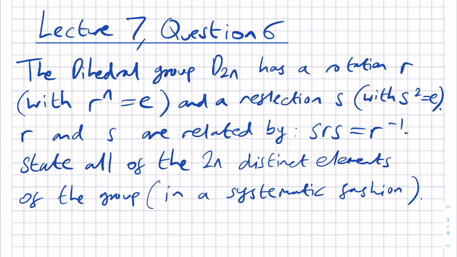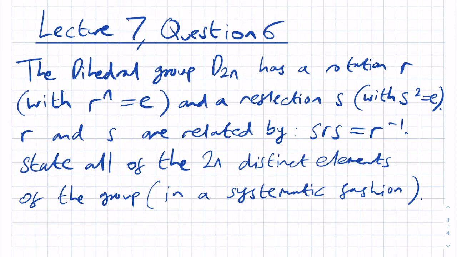Question 6 says, the dihedral group D2n has a rotation r with r to the n equals e, and a reflection s with s squared equals e. r and s are related by srs equals r to the minus 1. It asks us to state all of the 2n distinct elements of the group in a systematic fashion.